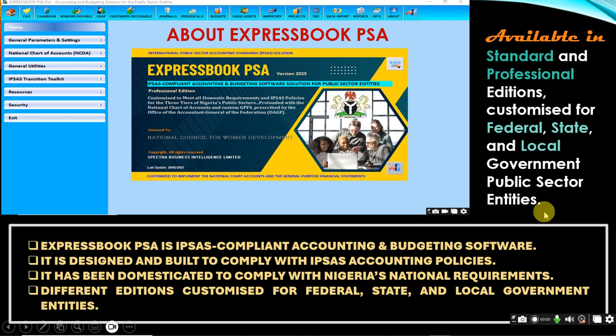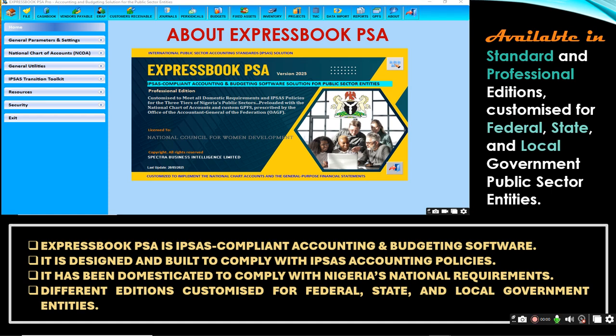So the next thing you look at is ExpressBook PSA itself. This is the accounting software we have taken time to build. We did not build it alone. We worked with the Office of Accountant General in 2015 to fine-tune it and test everything along with the National Charter of Account. In fact, it was this software that we used to discover some serious errors in the National Charter of Account, and we pointed them out and they corrected some of them.